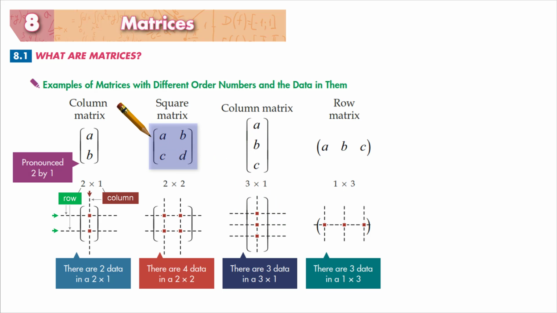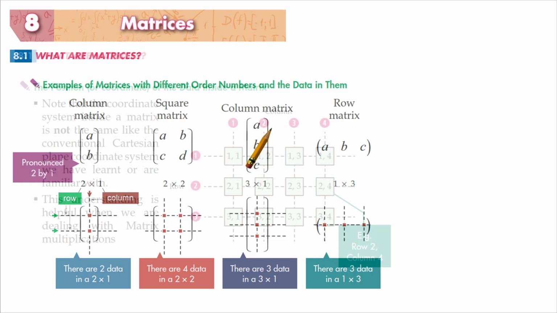The second matrix here is called a square matrix. This is because it has equal number of rows and columns. It's a 2 by 2 matrix with 4 elements. A matrix could also have a single row, and we call that a row matrix. This one has 1 row and 3 columns, therefore it's a 1 by 3 matrix with 3 elements.